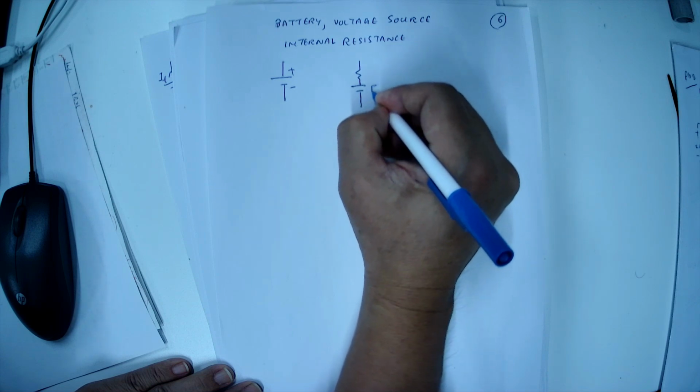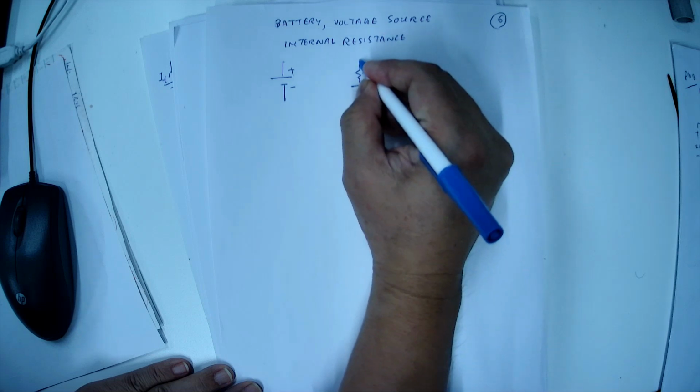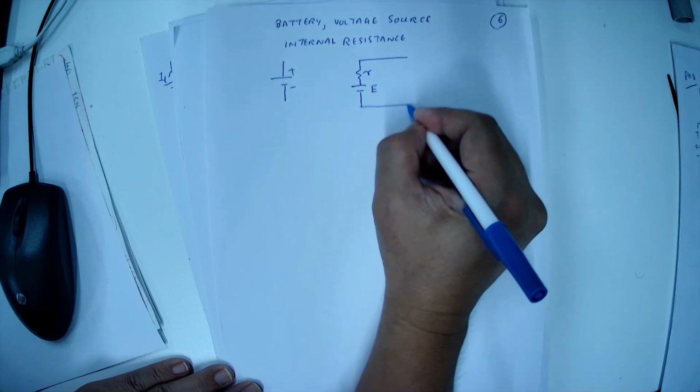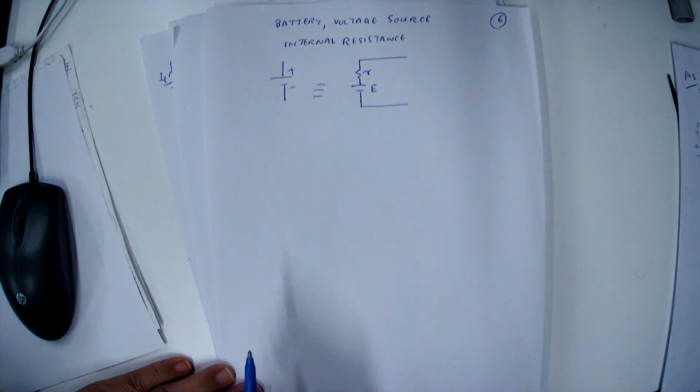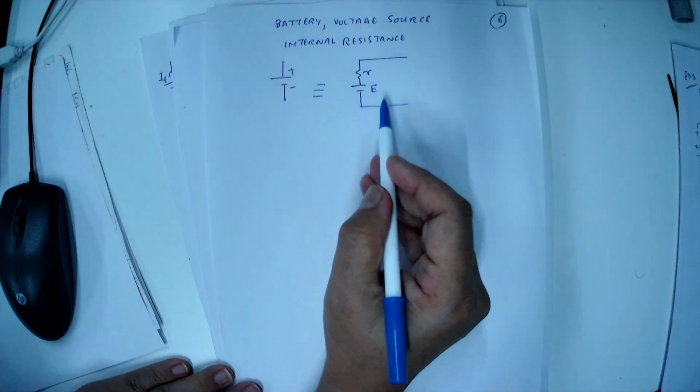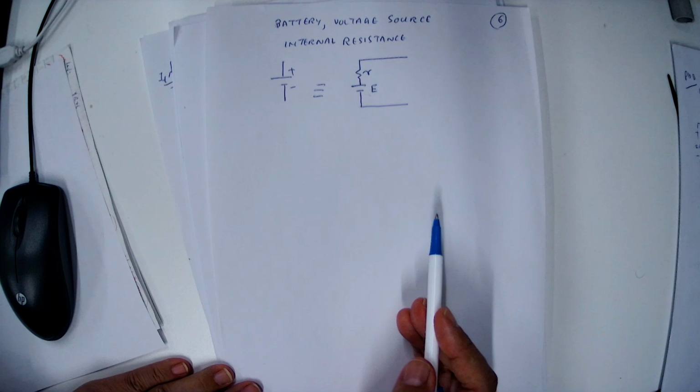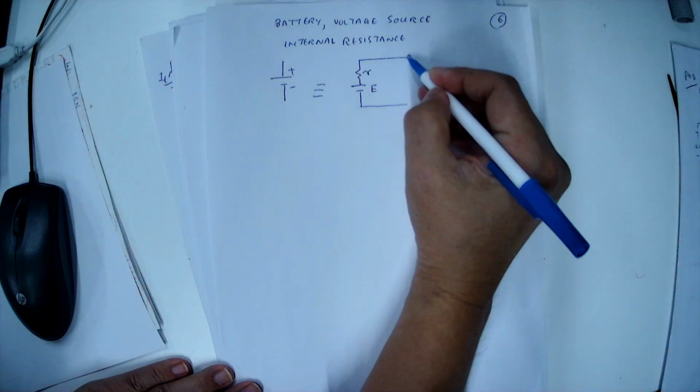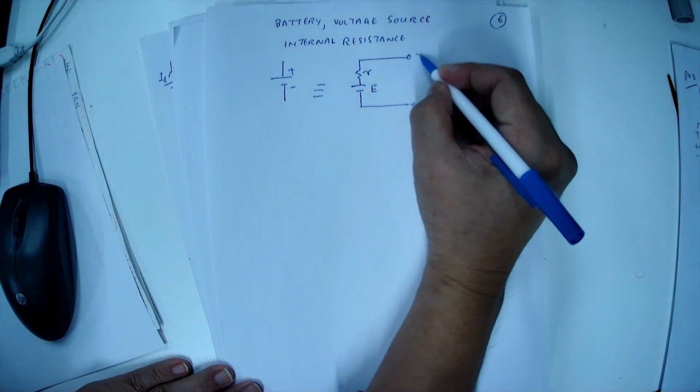Here is E, and this is the internal resistance R. So this is the equivalent circuit for the battery. The battery's electromotive force is E, and the internal resistance is R. So this is the terminal, terminal positive and negative.